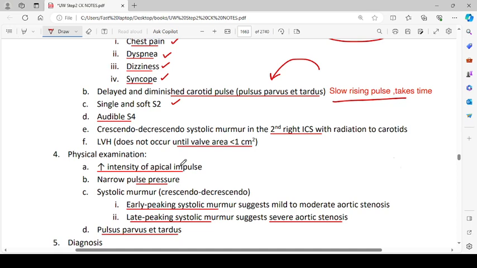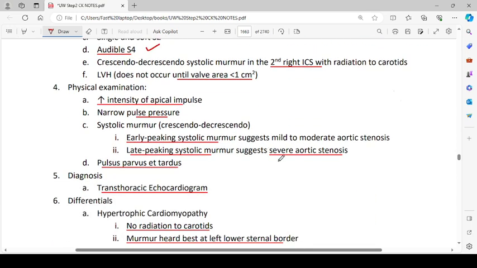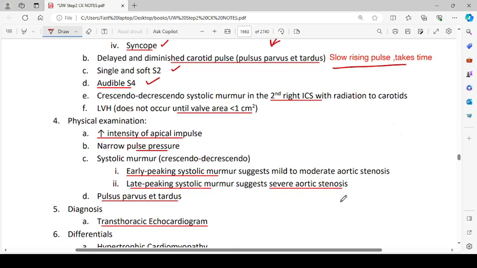Since they are not even opening properly and not closing properly because they're stenosed and thickened, that produces a softer S2. And an audible S4 sound will be there. So what is an audible S4 sound? S4 sound comes in any situation wherever there is a thickened or hardened ventricular wall, as in cases of diastolic heart failure, right? So it sounds like a stiff heart.